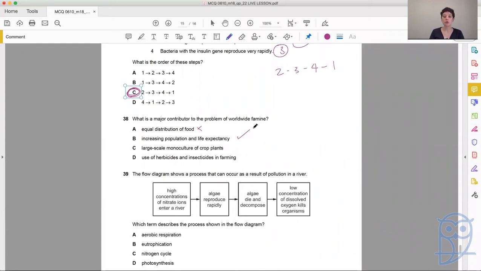Large-scale monoculture of crop plants. Not very good for the environment, not very good for biodiversity, but is not a major contributor to the problem of worldwide famine at this stage. Use of herbicides and insecticides in farming, again, a problem for biodiversity, problem for maybe long-term longevity of agricultural practices, but not a current major contributor to the problem of worldwide famine. So currently, worldwide famine is all about increasing population and life expectancy.